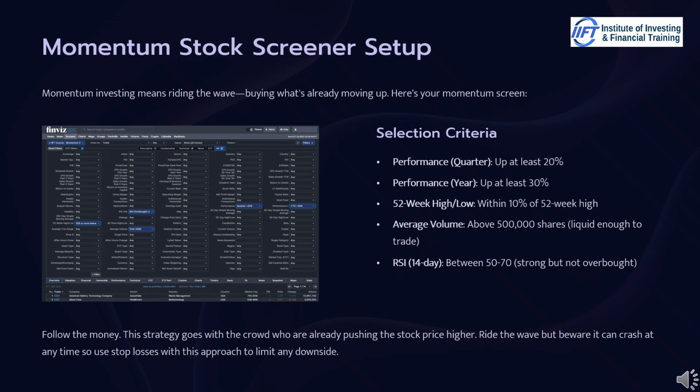So our final screen is a momentum stock screener. And momentum investing means riding the wave, getting on the bandwagon and really buying into stocks that are already on the move up. So here's a typical screen setup that you'd have for momentum stocks. We're looking for performance. We're looking for telltale signs that things are on the move in the right direction. So quarterly performance up at least 20%, yearly performance up at least 30%, and the price within about 10% of the 52-week high.